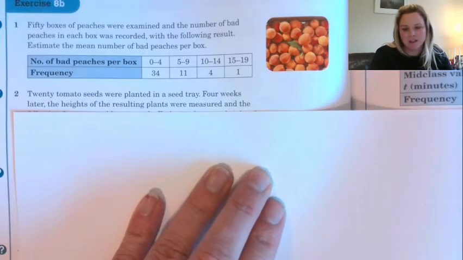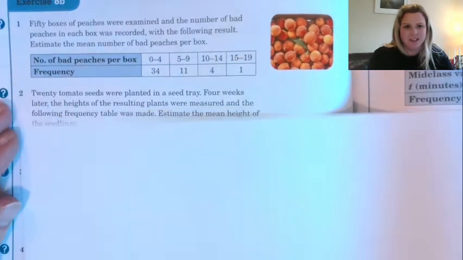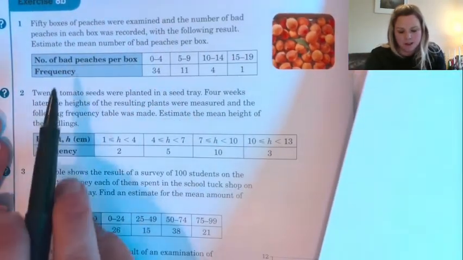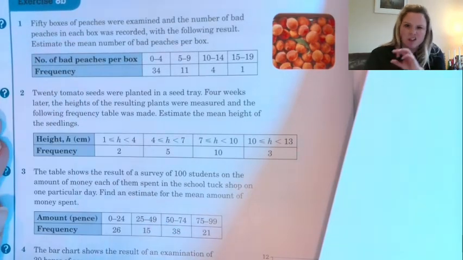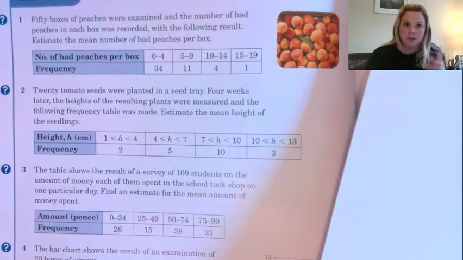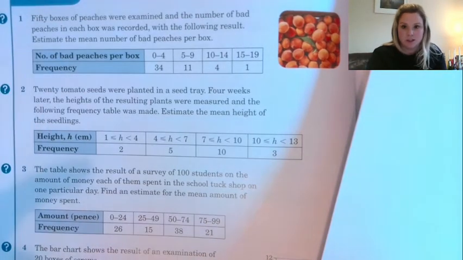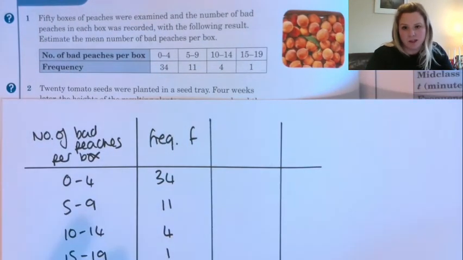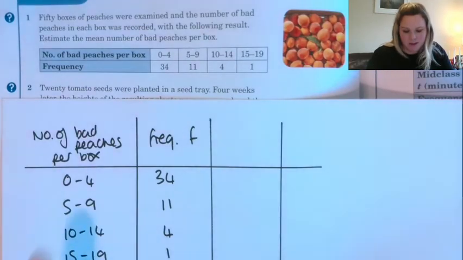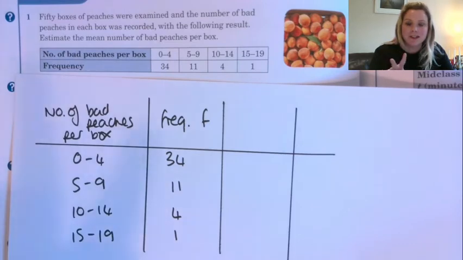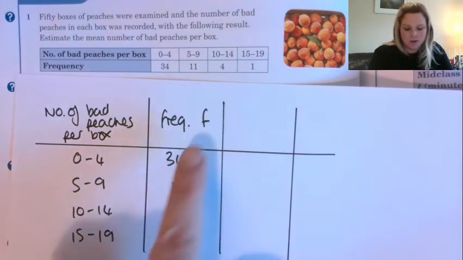Right, let's have a wee look at the questions you're going to be doing. So really annoyingly, in your textbook, these tables are given to you in a horizontal fashion. You need to redraw them. Whenever I'm looking through your class workbooks, I should see that you have redrawn all these questions. I'll show you how I would draw the first one here. This first question is about number of bad peaches per box. So you need to draw it vertically like this, and then remember you need to add on those 2 extra columns. So you've got your frequency column.